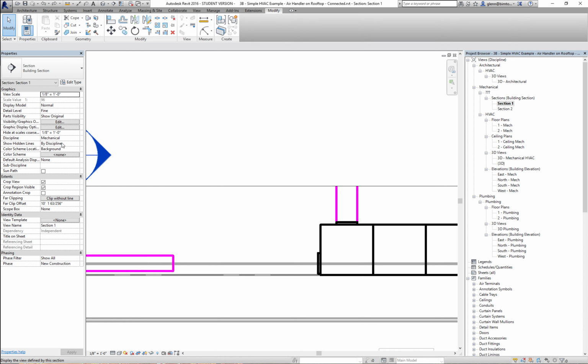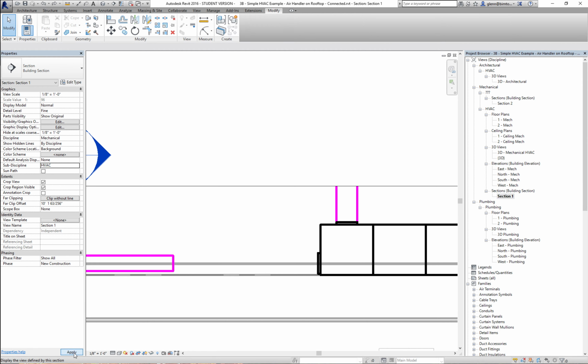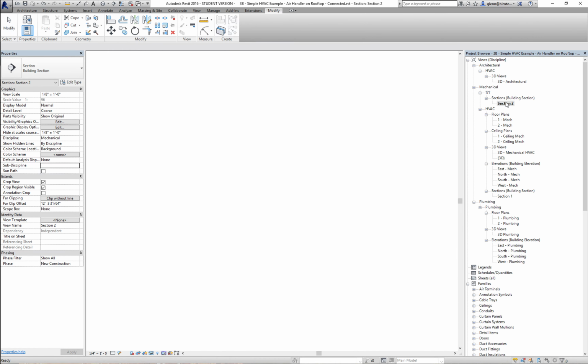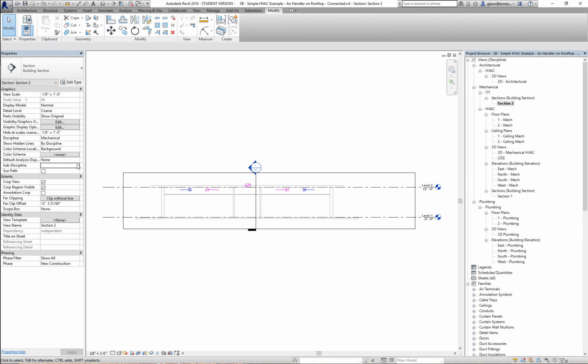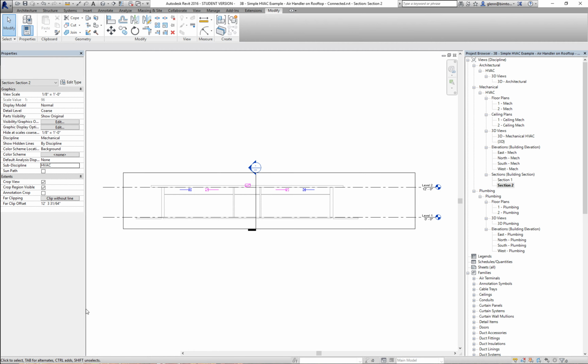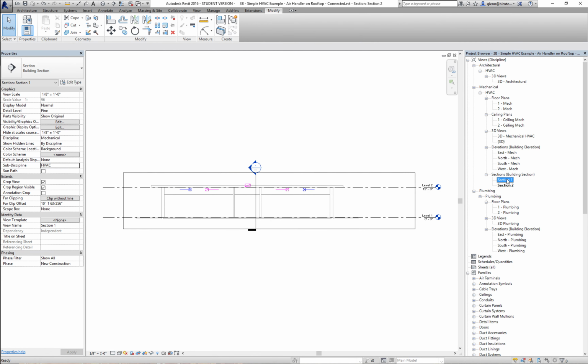Discipline is mechanical, sub-discipline right there. HVAC. If I do that, it'll push it into that section of the browser. So if you're having things in funny sections of the browser, just look at the discipline and where the sub-discipline is. Pop it on in there. Okay, let me go back into the first one. Oop, I think I put it in lighting by accident. HVAC. That looks a little bit better.